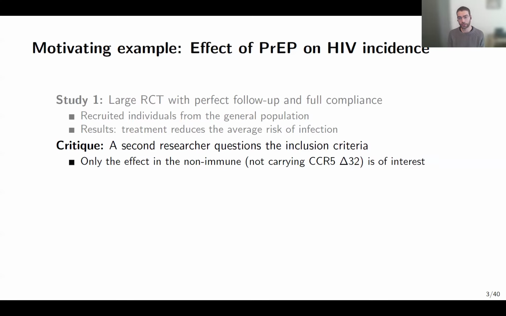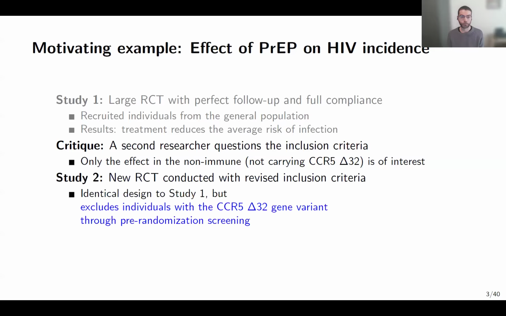So the second researcher argues that we're not interested in the effect in the population that was targeted by the study, but we are interested in the subpopulation of individuals who do not carry the specific gene variant. So the second researcher argues, well, we only want to know the effect among the individuals who do not have this gene variant. So the first researcher thinks about it a little and then takes the criticism too hard, goes back to the lab and decides to conduct a new randomized trial. This randomized trial is exactly identical to the first one. Same population, same design, same treatment, everything is the same. But this time, all the individuals before the start of the trial are screened for this gene variant. And if they are positive for the gene variant, then they are excluded.